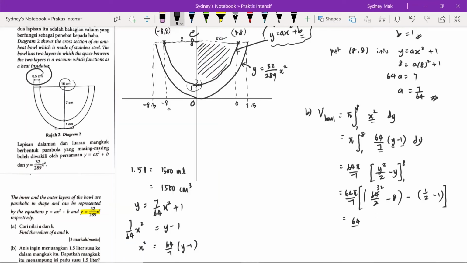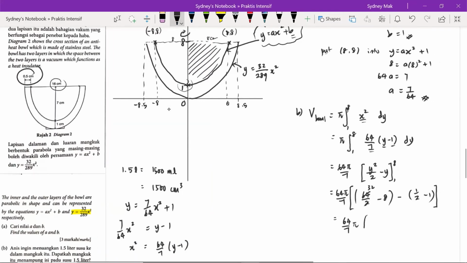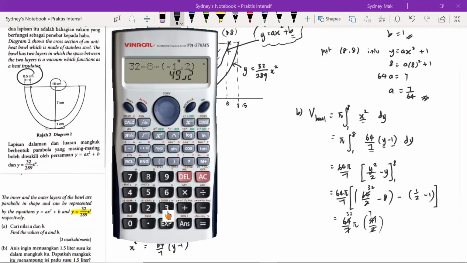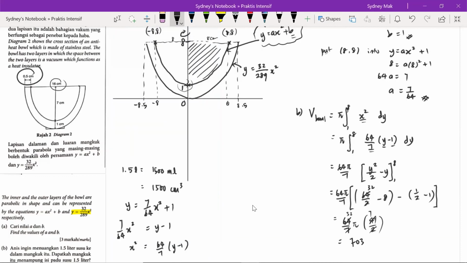So 64/7 pi times 49/2. Let's simplify this. So we have 32 pi times 7. Okay, let's find 32 times 7 and then times pi. Pi value is not given, so we use the pi in the calculator. Therefore, we have 703.72 cubic centimeter.